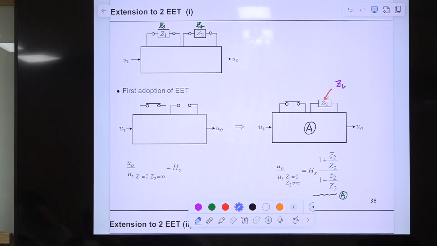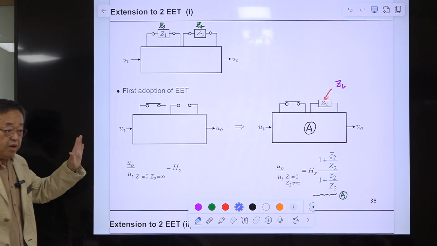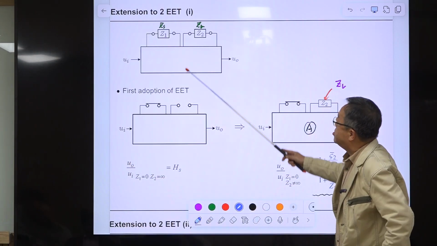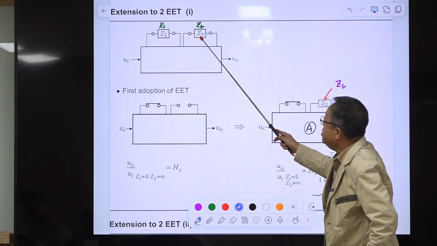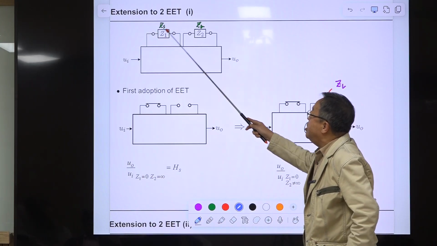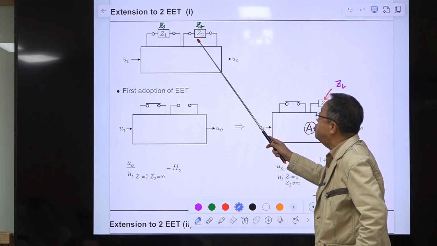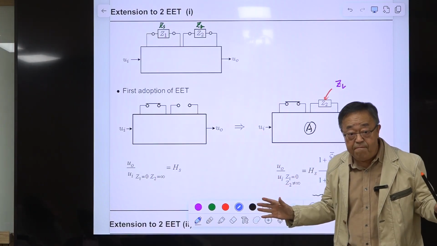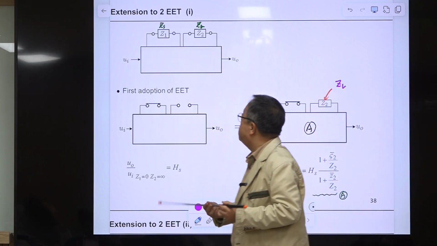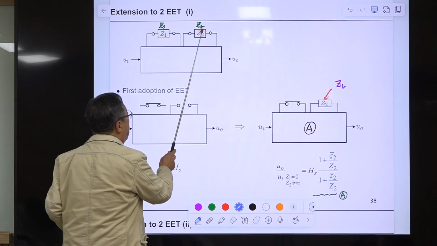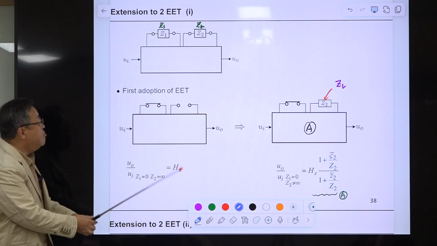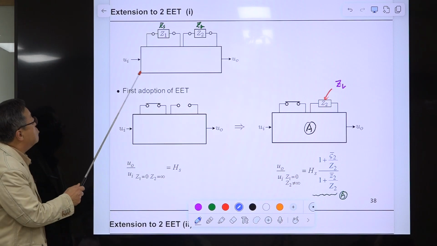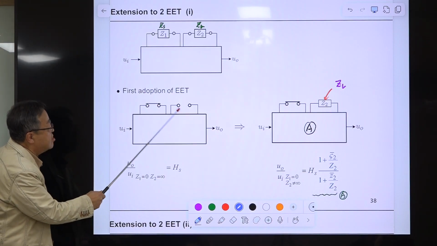Okay. Here the extra elements are 2. So this is the case G1, G2. We don't have any information about G1 and G2, but we are sure this will come later to form the system. For our case, this might be the source impedance. This is the load impedance. So the first adoption of the EET means we assume this is shorted and this is opened.